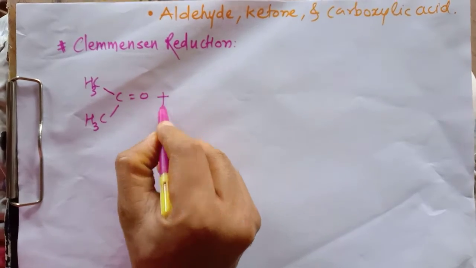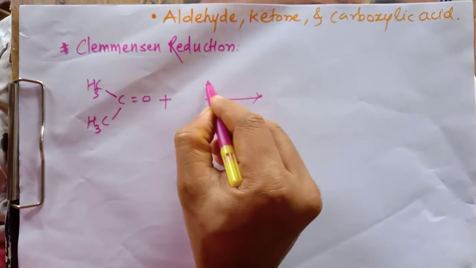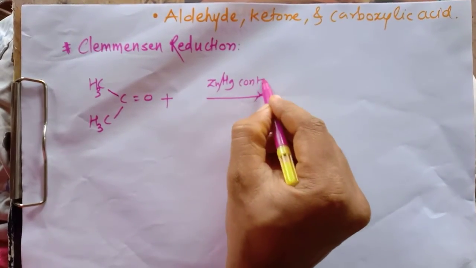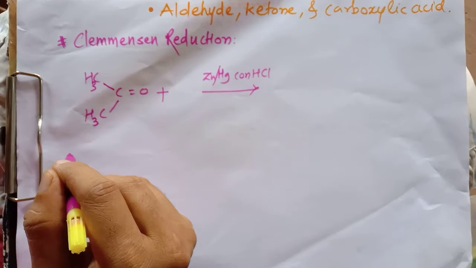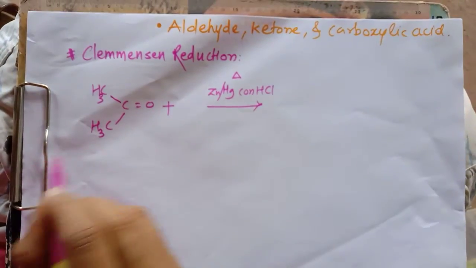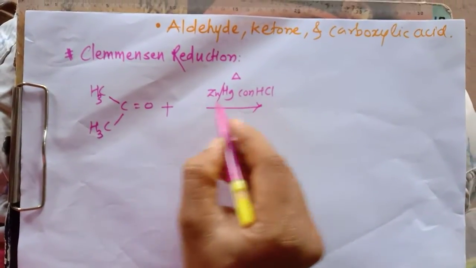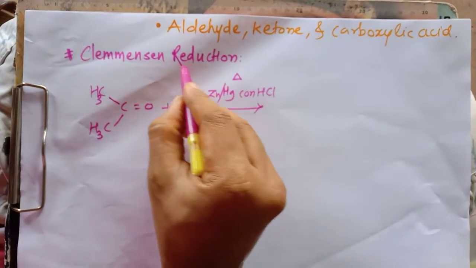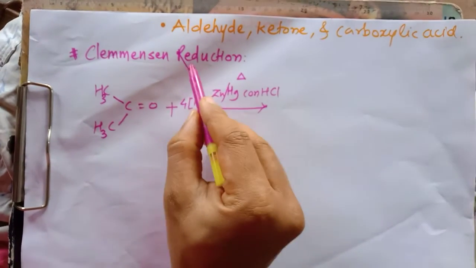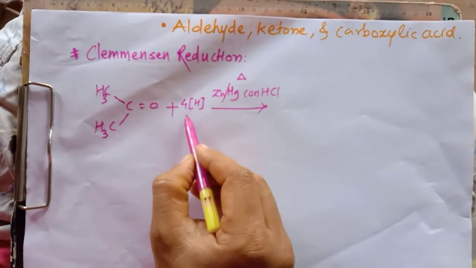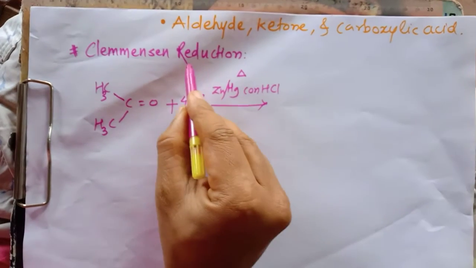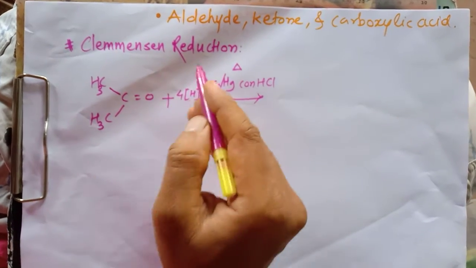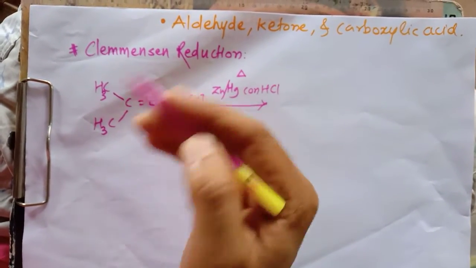When a ketone is treated with zinc amalgam in concentrated HCl, with heating, this mixture gives us 4 nascent hydrogen atoms. This is a reduction reaction. Reduction is nothing but addition of hydrogen atoms. Reduction is nothing but removal of oxygen. Reduction is nothing but gain of electrons.